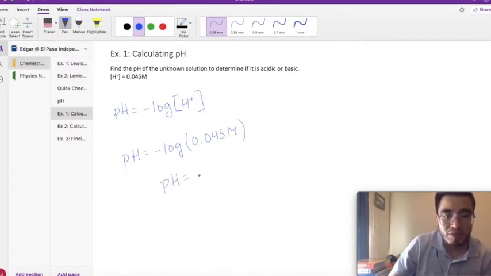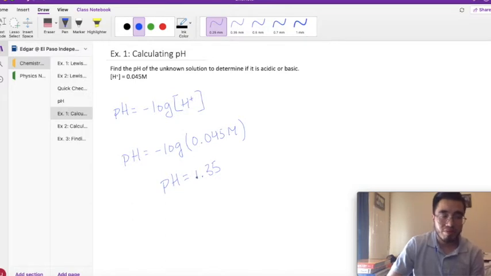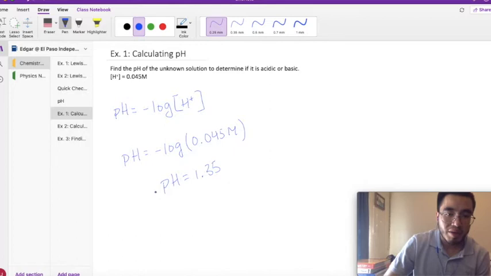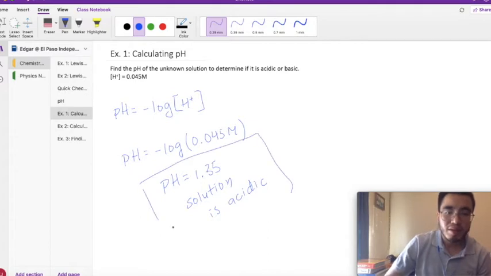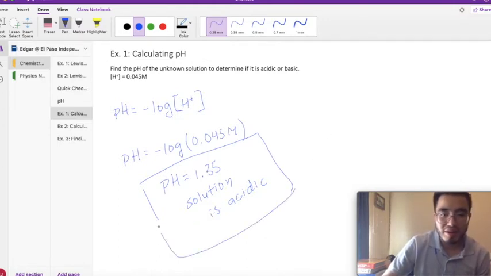pH equals 1.35. Now this is a very low number. It is way under 7, meaning the solution is acidic. That is the answer.